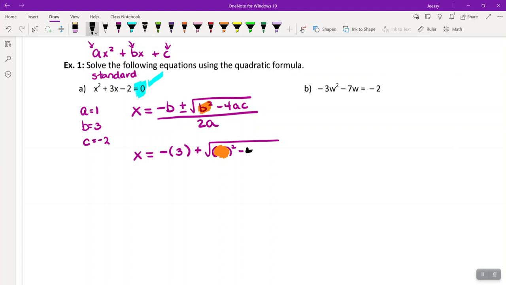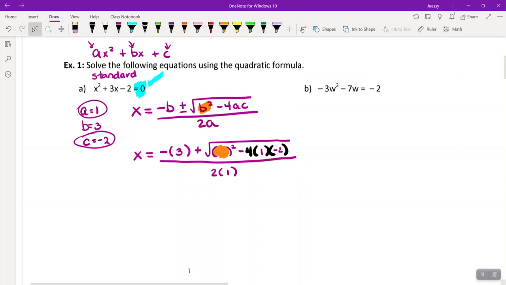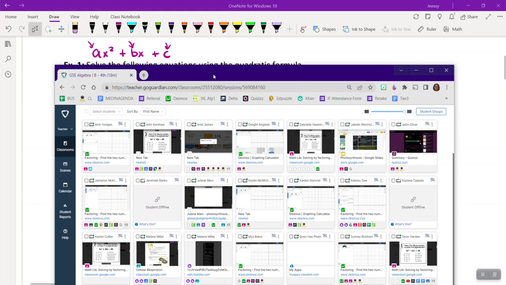Minus 4ac, so I'm going to do 1 set for a and 1 set for c. All right, for my a value, that's a 1. And the c value is a -2. All right, and the denominator is 2 times a. So for this set of parentheses in the denominator is going to be my a value, which is 1. Now I'm going to work out this problem with you guys.